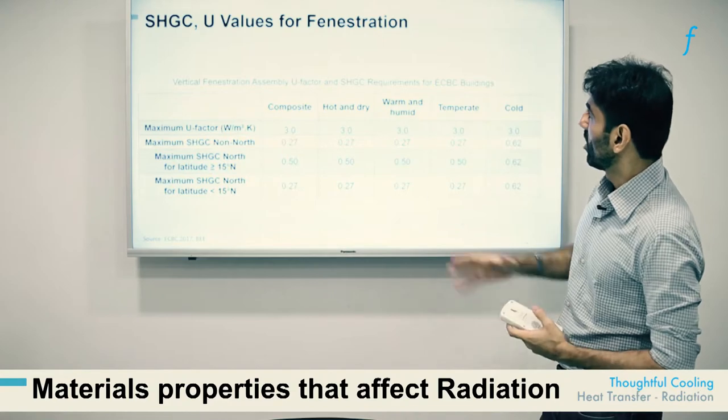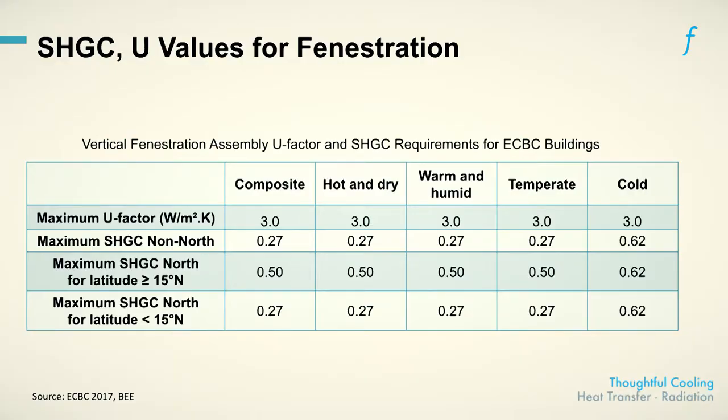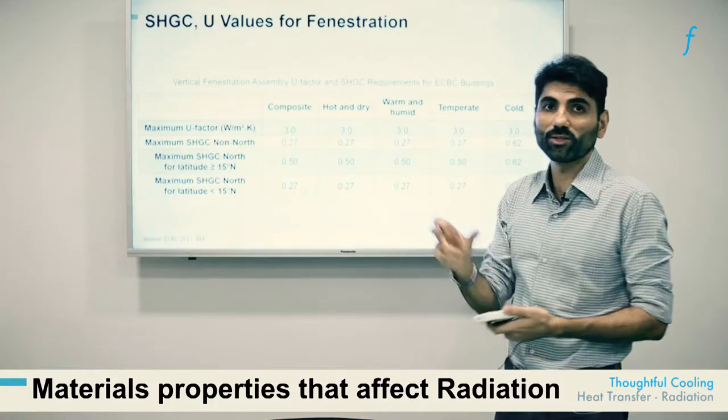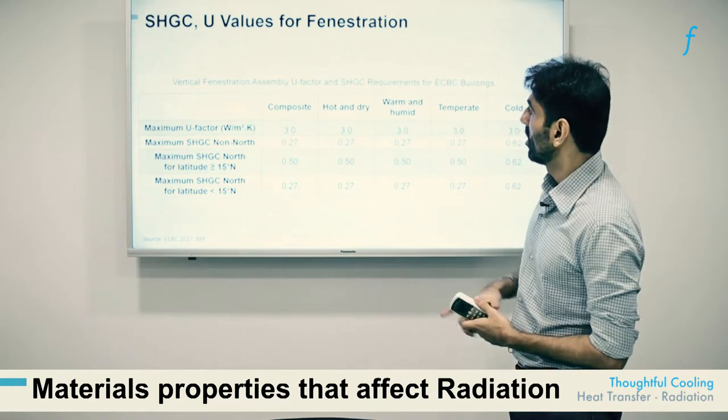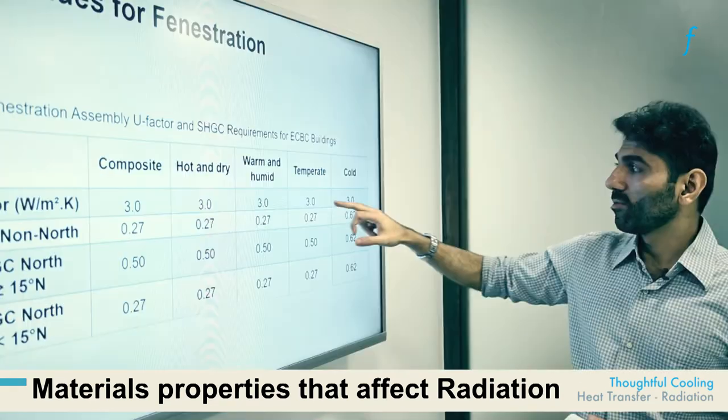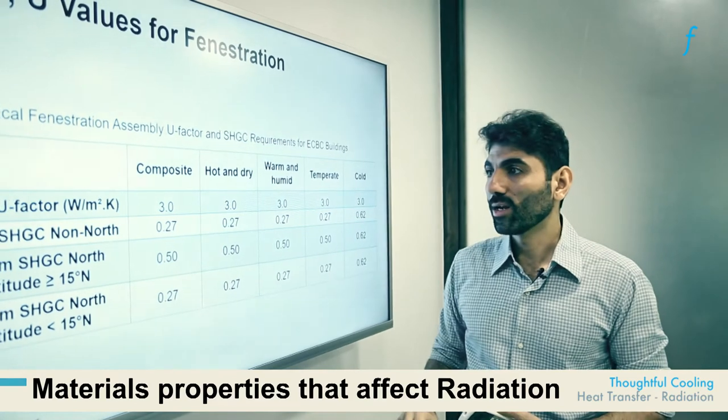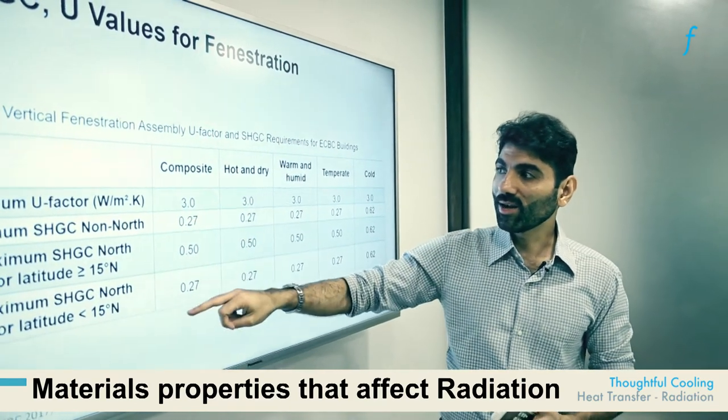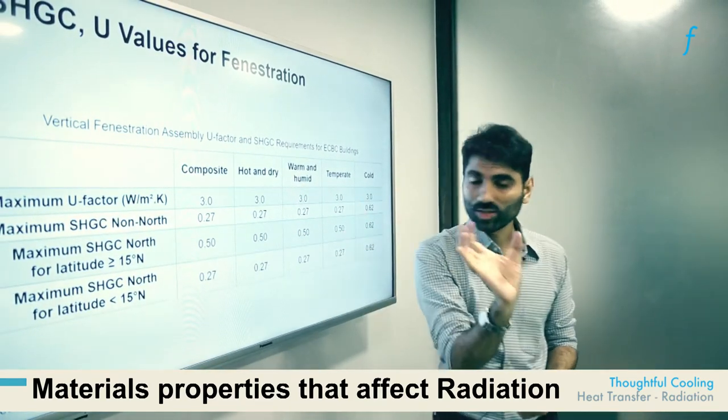Right. These are the values that are recommended now by the Energy Conservation Building Code for those U and solar heat gain requirements. And as you can see, they've become quite stringent. These are the U values for different kinds of window assemblies. When they say vertical fenestration, fenestration is windows. What are the recommended U values or the maximum U values that are allowed? And here are the solar heat gain values for different orientations.